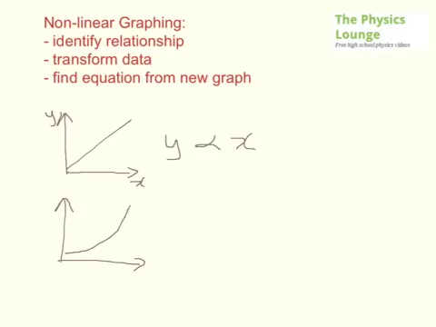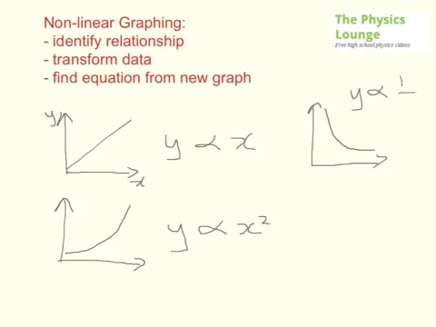If we have a curve like this that shows that y is proportional to x squared, this is like half of a parabolic relationship. We can also have a graph like this, and that one gets a little bit trickier again. This is y proportional to the inverse of x, or y proportional to the inverse of x squared.